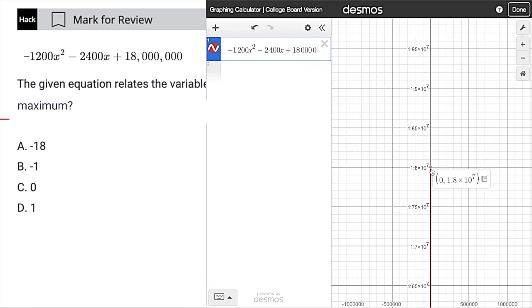Take a look here. This point that's marked 0, 1.8 times 10 to the 7th is going to be our y-intercept. And if you touch this first, you might accidentally think that our answer is 0, but in fact, our answer is negative 1, right?